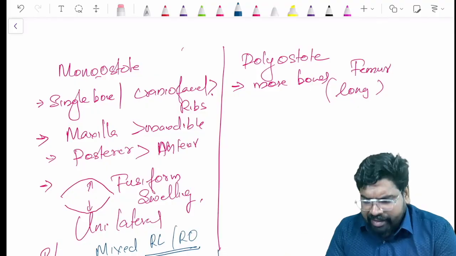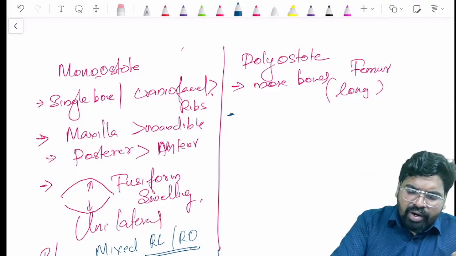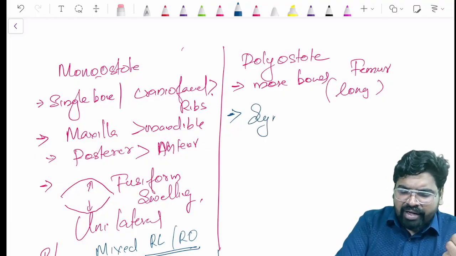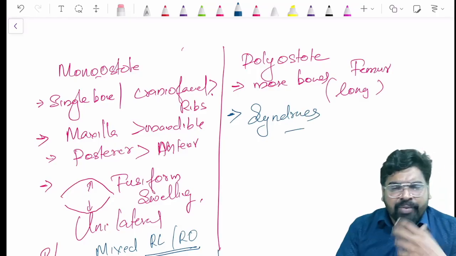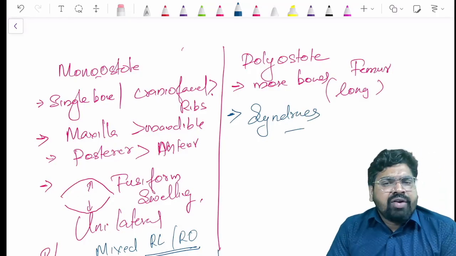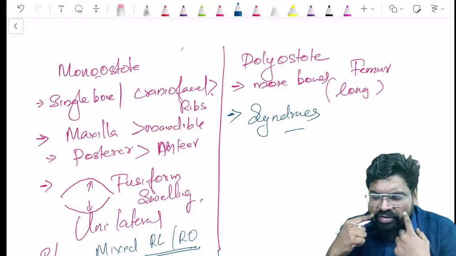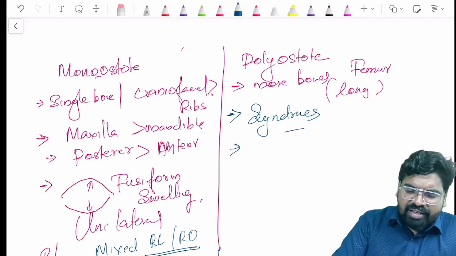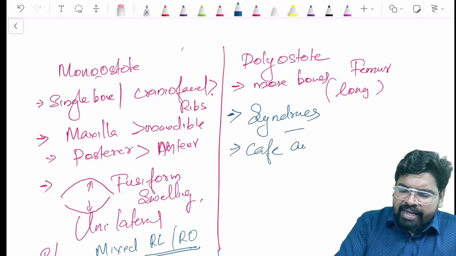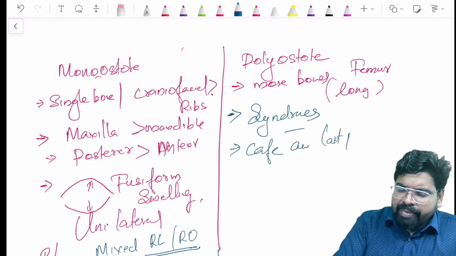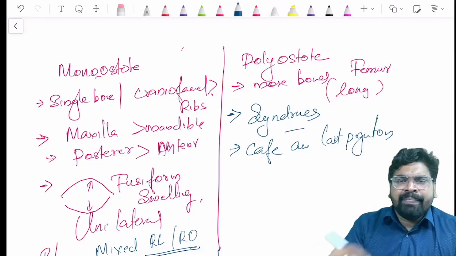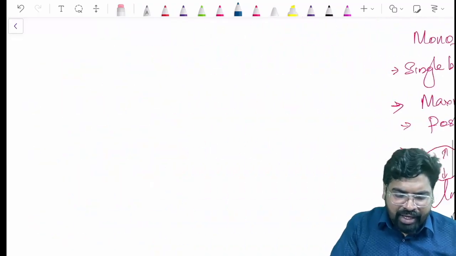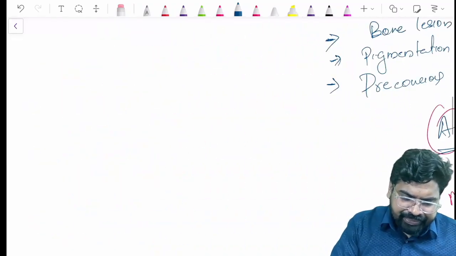Polyostotic fibrous dysplasia, nothing much. It is mostly related to your long bones, and this is mostly related to your syndromes. Okay, all the syndromes like Mazabot syndrome, Jaffe syndrome, Albright syndrome are seen. Café-au-lait pigmentations are seen here also. Café-au-lait pigmentations are seen on the body, and there's a peculiarity for this café-au-lait pigmentation. I will show you the image and then discuss that.